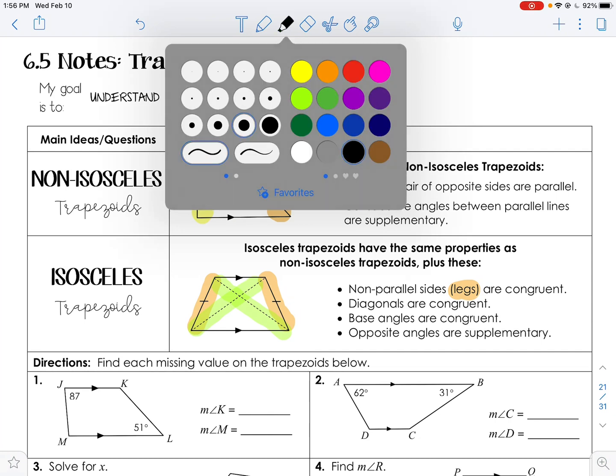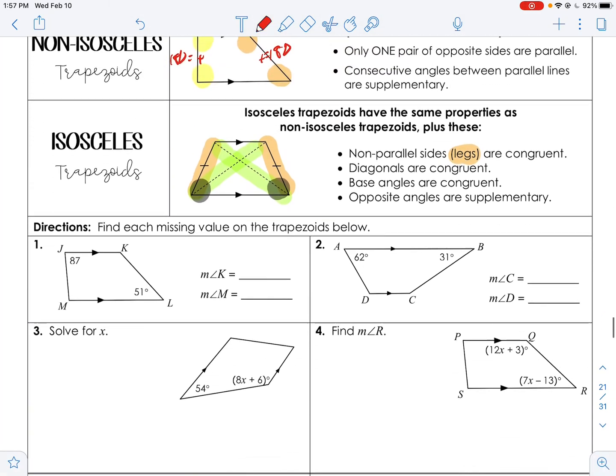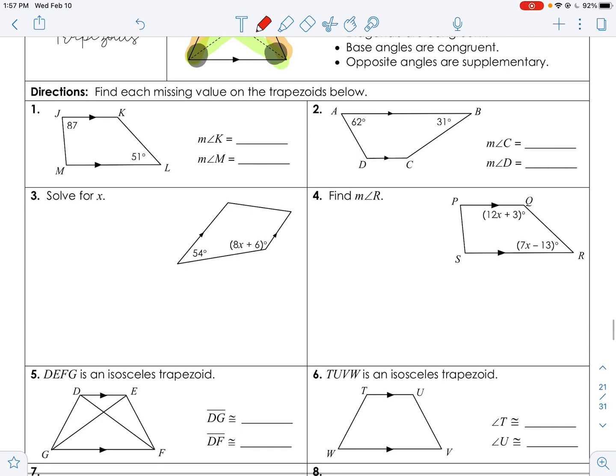The base angles are congruent. Oh, let's get really weird. Let's do here and here. Those are the base angles. Those are going to be congruent. And the opposite angles are supplementary. Okay. So angles that are on opposite sides are going to be supplementary to each other. They'll add to 90. Put that back on yellow. Okay. All kinds of rules to memorize.